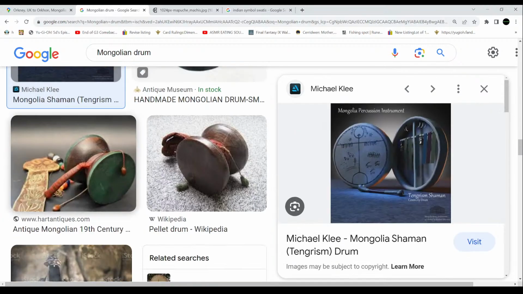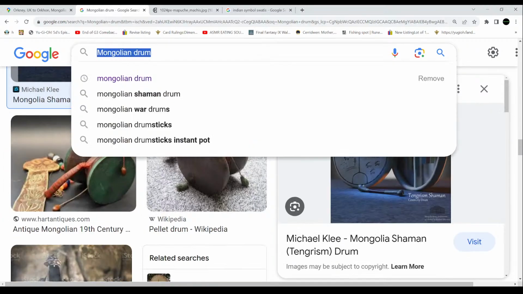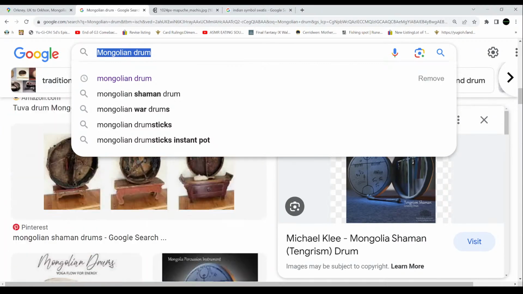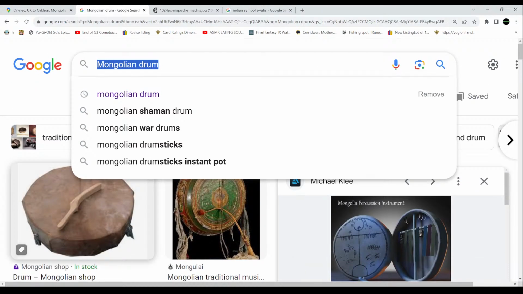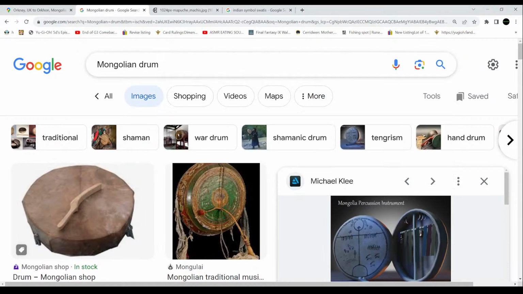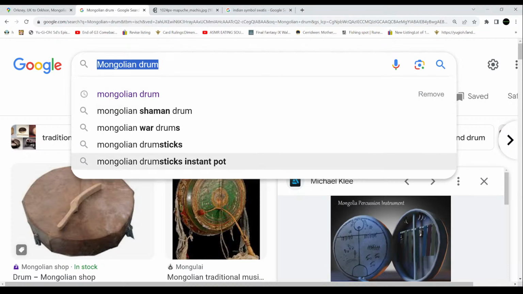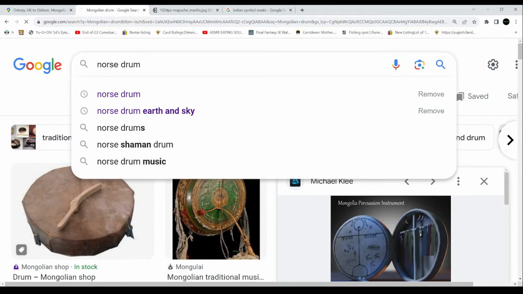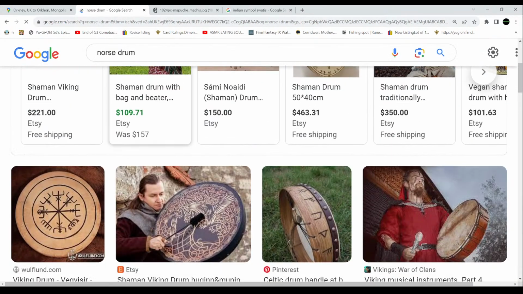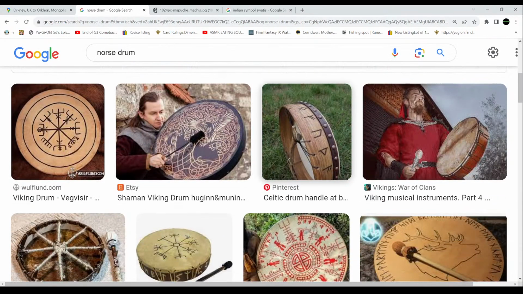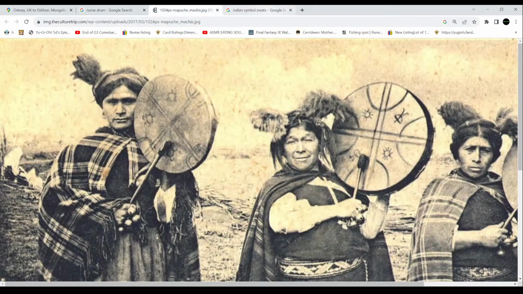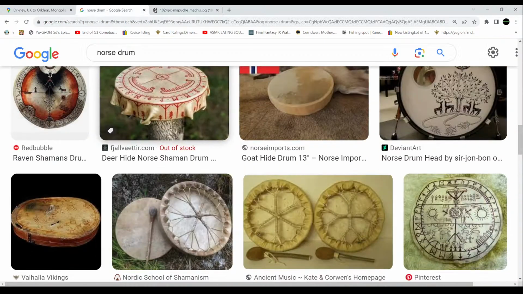to understand them better. Because I know they have it in Japan as well, the same or similar symbol to the Mongolians and to some of the Indians, which signifies that migration. Okay, but anyways, I'm going to pull up a Norse drum. And so I'm going to try to see if I can find the similarities here.